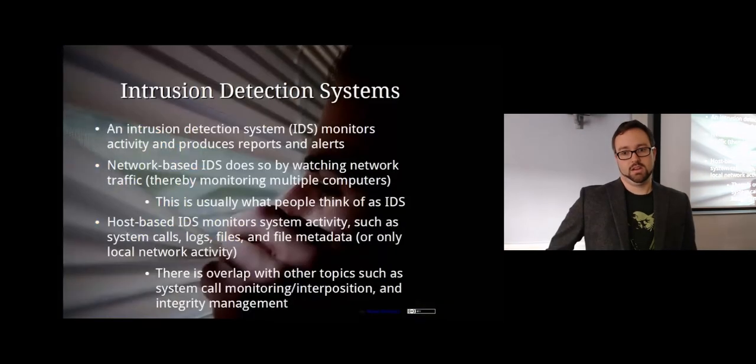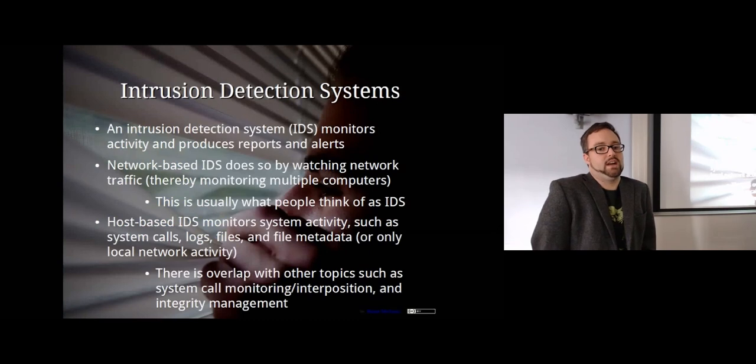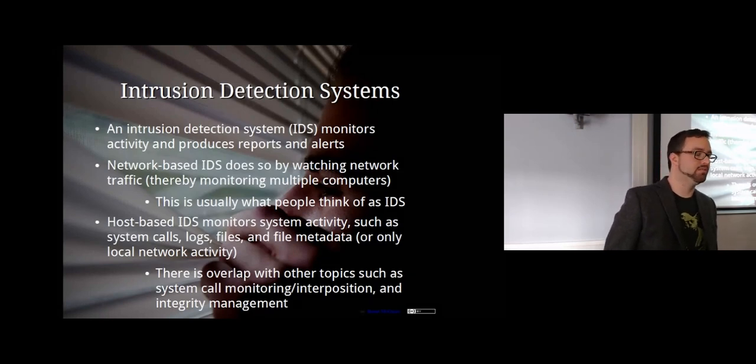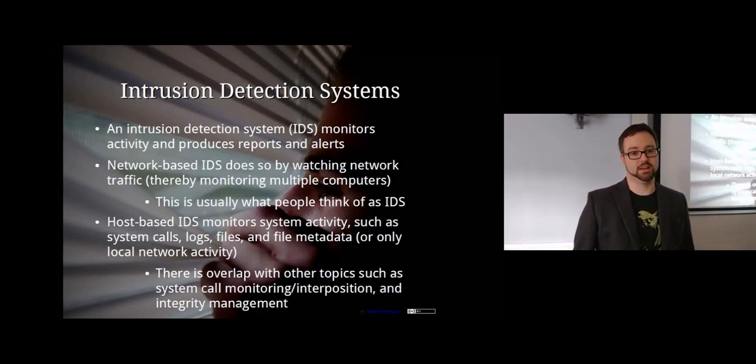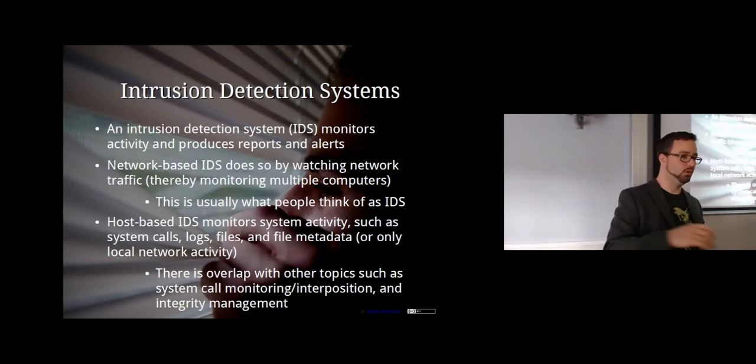So an intrusion detection system will monitor activity and it produces reports and alerts. A network-based IDS is basically what people think of as an IDS. It listens to network traffic, and it can be monitoring multiple computers. So depending on where on the network it is, it might be listening to all of the traffic on an entire organization's network, for example. And then if it sees any suspicious activity, it can flag that up. Or it might be on a smaller part of the network and just be listening between two computers, for example.